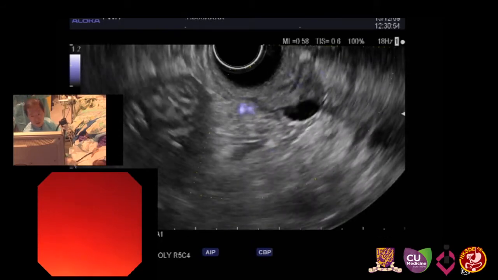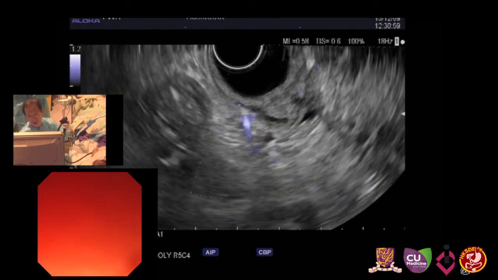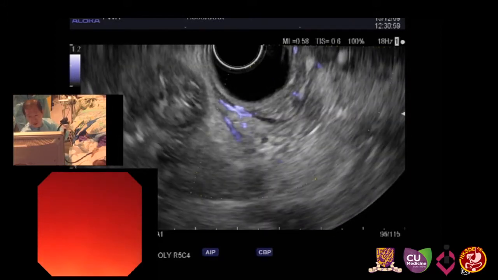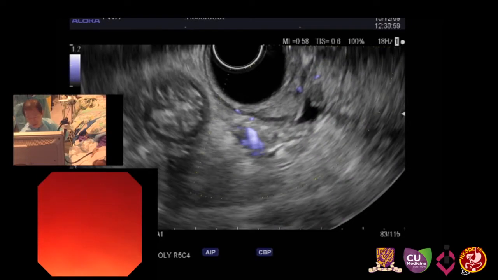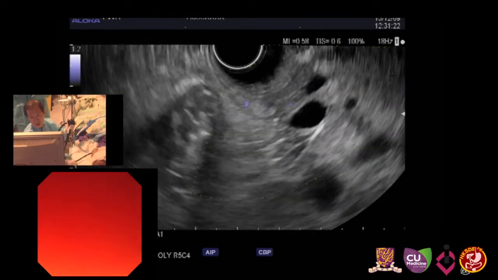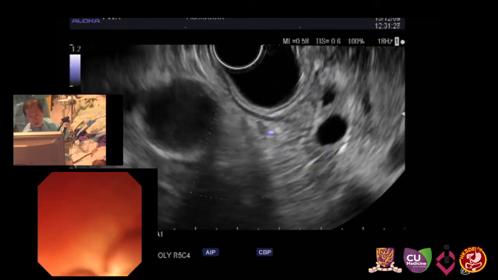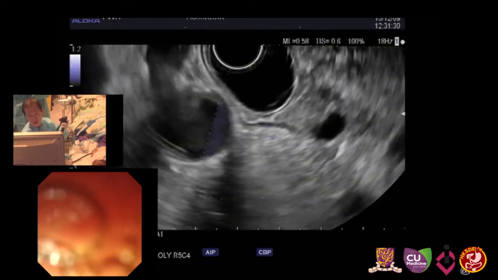Here, if I rotate a little bit, and apply, I think there seems to be some infiltration into the distal part of the CBD here. This area is a little bit suspicious. This part is far distal CBD, but there seems to be some involvement at the distal part. And if I rotate a little bit, then the lesion will become a little larger, I guess.